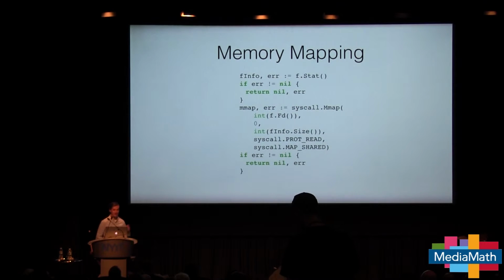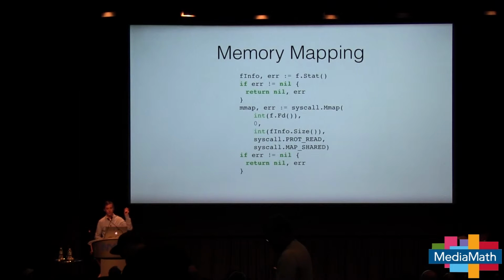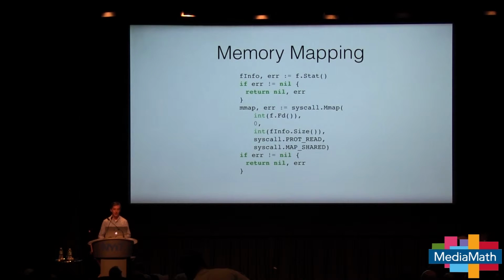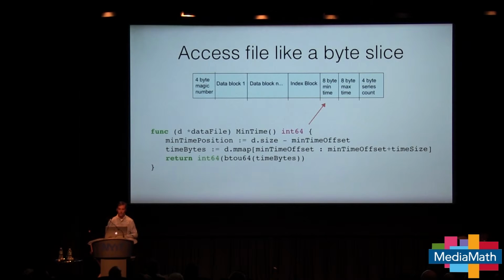So this is the code for doing a memory map. It's in the syscall package. I just put it up here because I hadn't used it before, so I thought it was kind of interesting. But once you do this, then you can access the entire contents of the file kind of like a slice, right? So here, we're getting the min time. And see, the min time, we know it's a well-defined position in the file. We get the position of that, we get the bytes for the actual time, and then we convert it to an int64. And there you can see the d.mmap thing. We're actually accessing it just like a slice, which is pretty awesome.